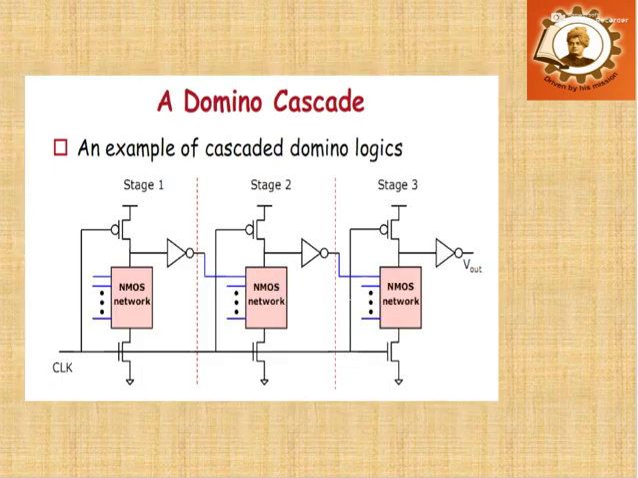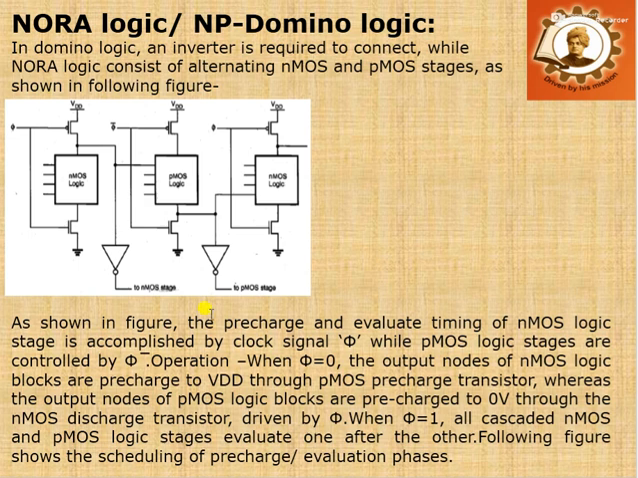Next we move on to another type of logic circuit, NP domino logic or NORA logic circuit. In a domino logic circuit an inverter is required for connection, while NORA consists of alternating NMOS and PMOS gates as shown in the figure. The precharge and evolution of the NMOS logic stage is accomplished by a clock phi, while PMOS logic gates are controlled by phi bar, the complement of phi. When phi equals 0, the output nodes of NMOS logic blocks are precharged to VDD through the PMOS precharge transistor.